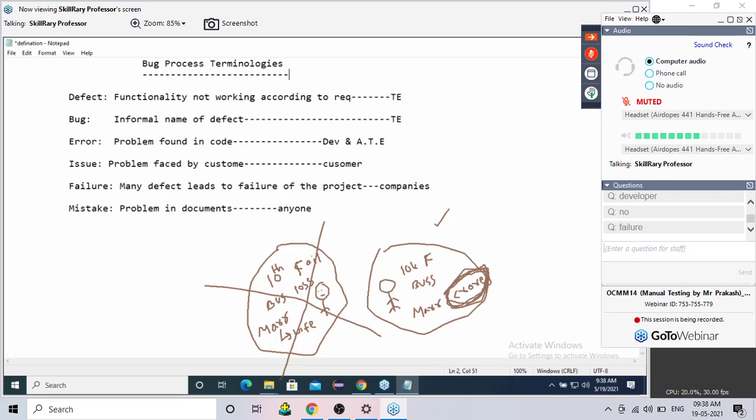Karthik, generally we don't use fault, because that's a machinery language.